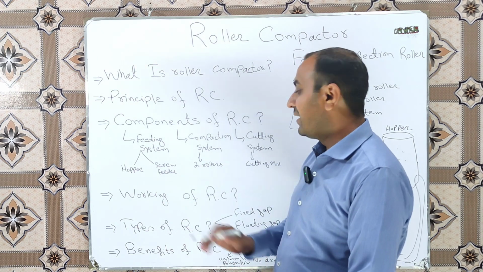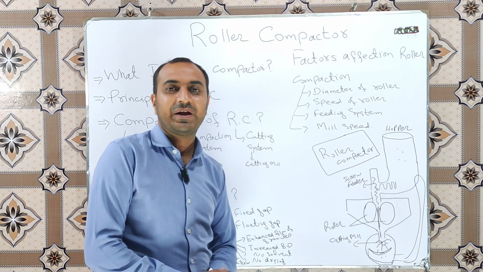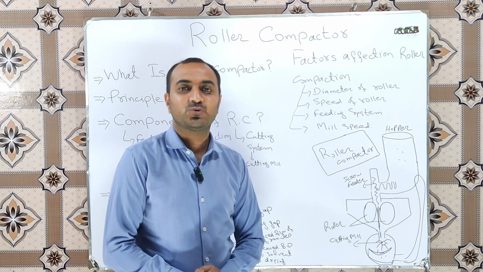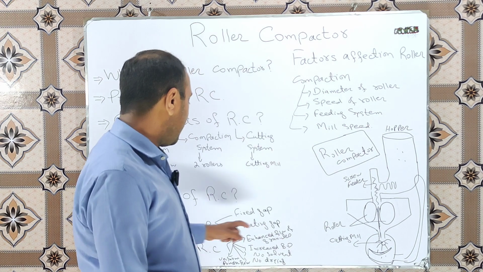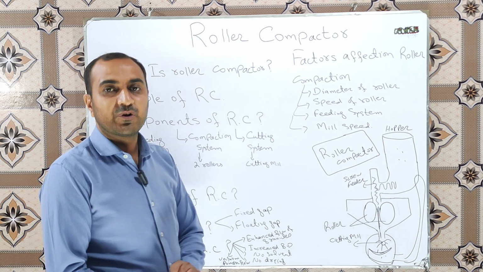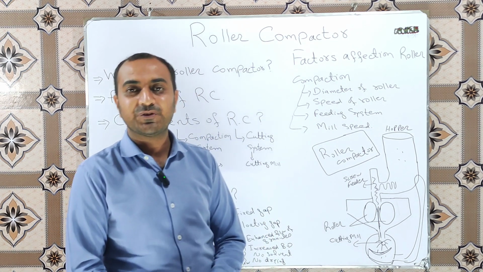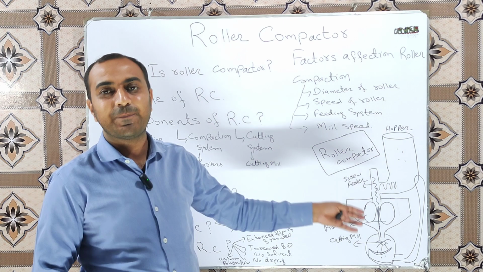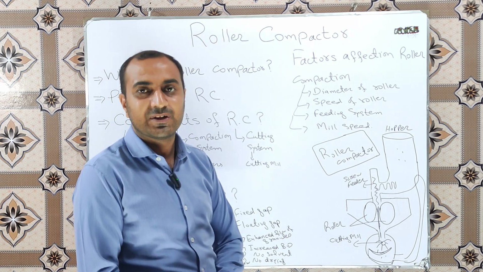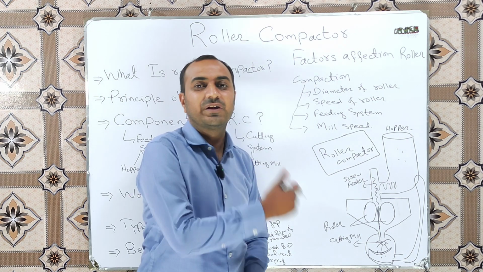Next one is the types of roller compactor. There are two types of roller compactor based on the gap of these two wheels. One is known as the fixed gap roller compactor, the other one is the floating gap. If the gap between the two wheels is fixed, it is known as fixed type, and if the gap between these two wheels is adjustable depending upon the powder quality, it is known as floating type.